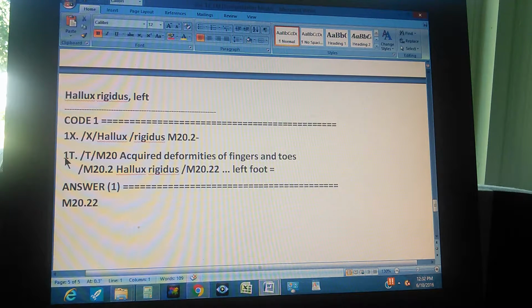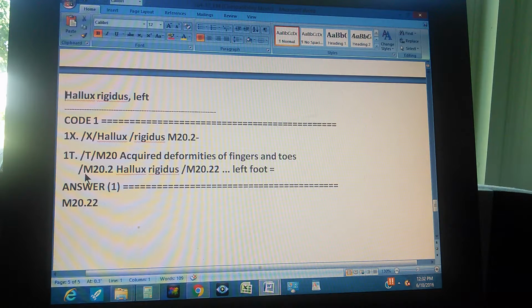The code through the tabular is found like this. First you go to the tabular, and you start with M20, which is the first 3 characters. You always start with a category, which is the first 3 characters, M20, right? And what is this category? Acquired deformities of fingers and toes. Acquired means that you have acquired them after you were born. Acquired deformities of fingers and toes, right? So we're in the right place.